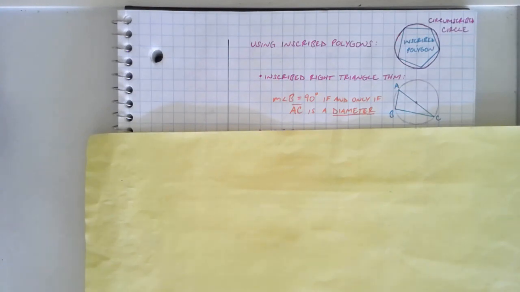So it is very possible to draw lots of different shapes where none of the corners are on the circle, or one's outside, or several are outside. There are lots of different ways. In order to have the special classification of an inscribed polygon, each of the corners needs to be on the circle itself.